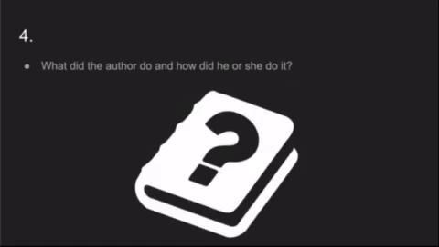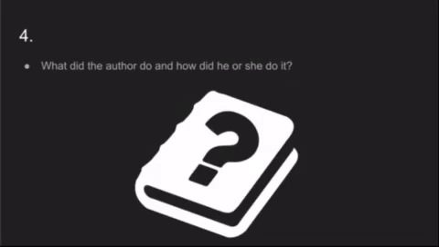Tip 4. Answer the following question. What did the author do and how did he or she do it? This is a great question, and many AP exam graders are looking for you to answer this question when you write your rhetorical analysis essay.